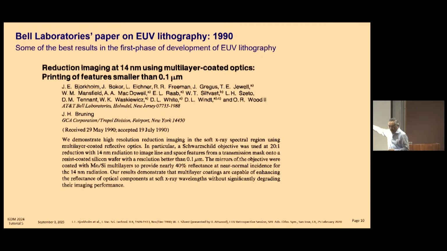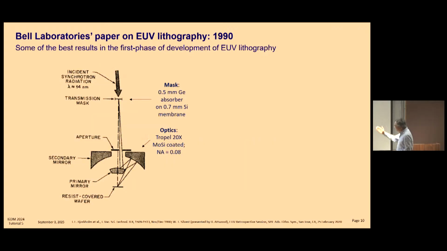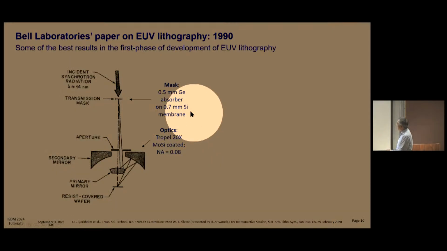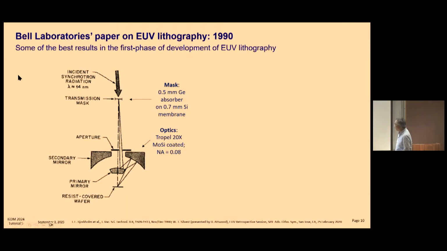And Jeff Bokor, right here, the second name, right? And you were heavily involved in this. This paper was published in 1990, and Schwarzschild optics at wavelengths of 14, very close to today's wavelengths, but they used the transmission mask. This is a membrane mask, okay, not the multi-layer mask.